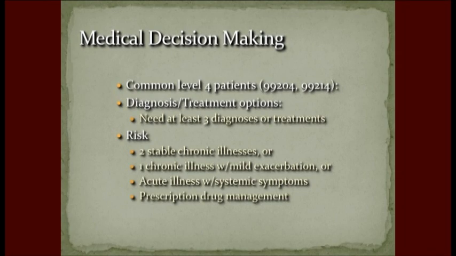And then risk. They have to have at least 2 stable chronic illnesses. They have to have a chronic illness with mild exacerbation, progression, or side effects. They have acute illness with systemic symptoms, or you've done prescription drug management. But if we look at those requirements, how many of our patients that we saw yesterday should have been coded as level 4? A ton. So you're saying every time this comes up, I need to code that as level 4? Yes. Yes, I'm saying that. I'll tell you what, level 4 patients are everywhere. If they're bad enough to come into the doctor, most of them have level 4 problems.